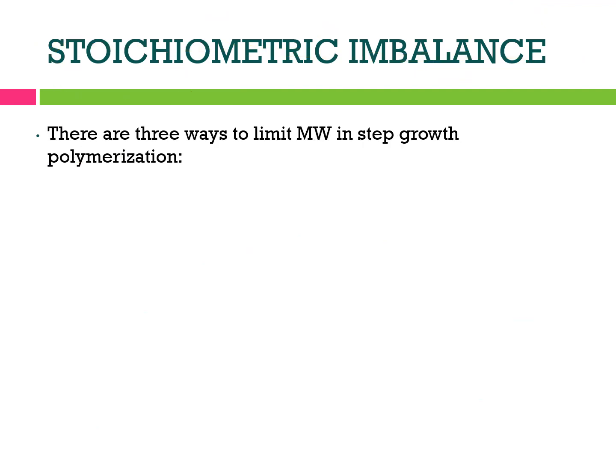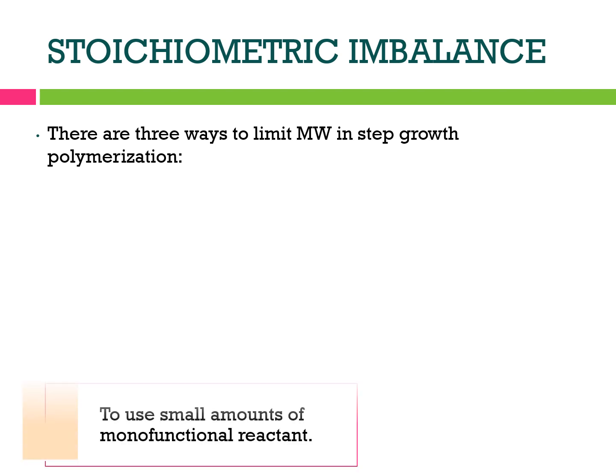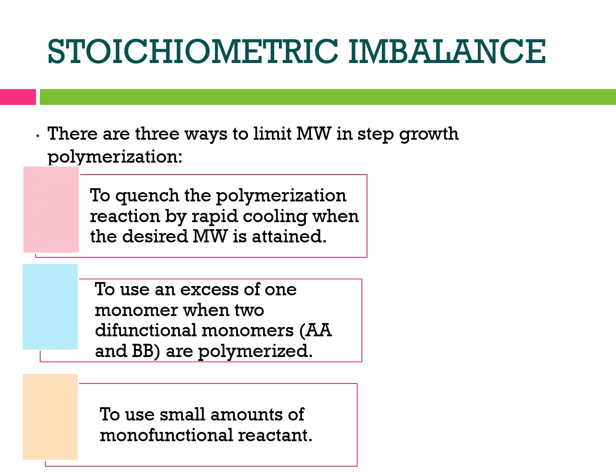We can say that there are a few things that we can do during the polymerization to limit the growth of molecular weight in step growth polymerization. First, you can do quench cooling. Quench means rapid cooling. During the polymerization, when your polymer has achieved the desired molecular weight, you can stop the reaction by rapid cooling when the desired molecular weight is attained.